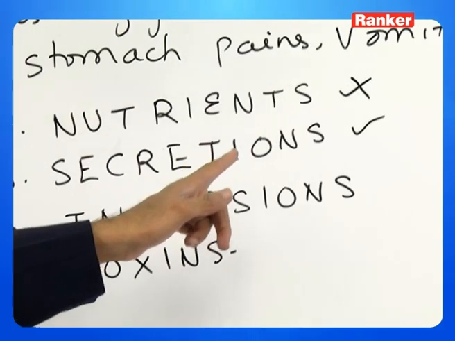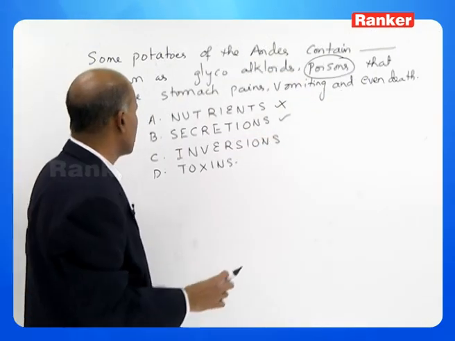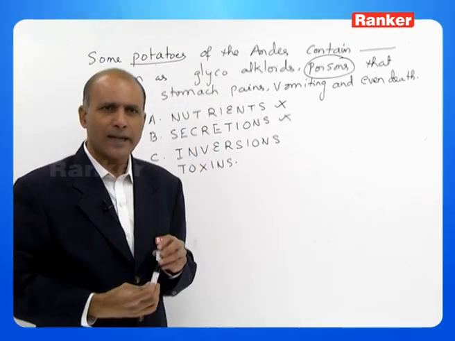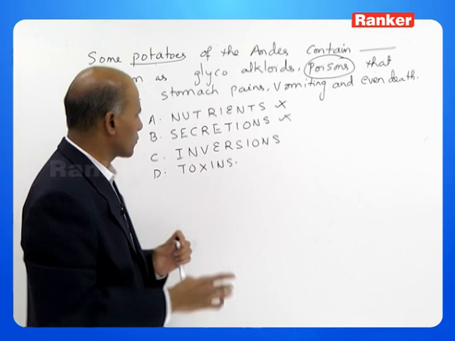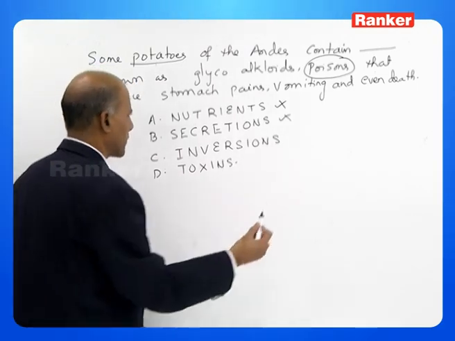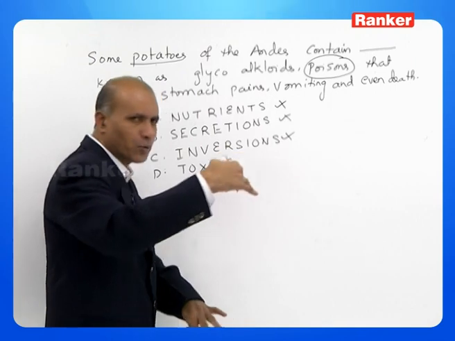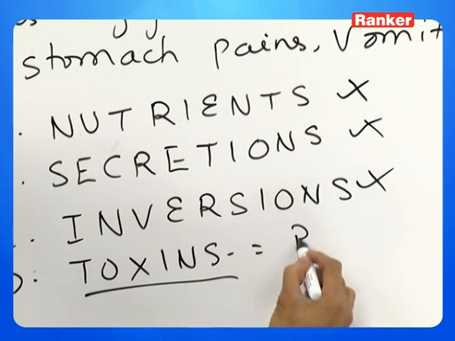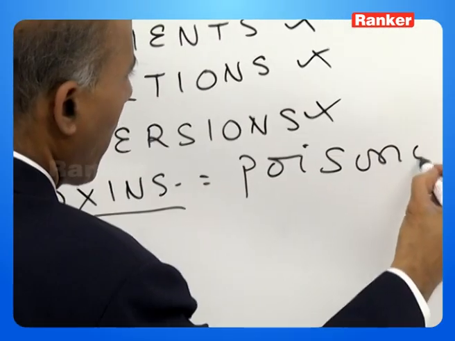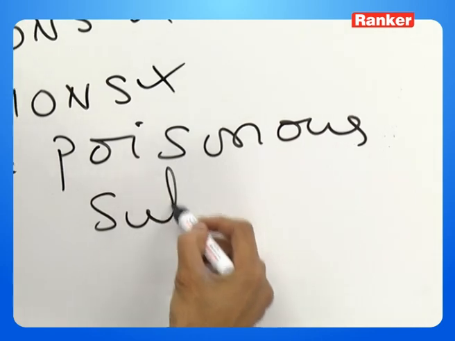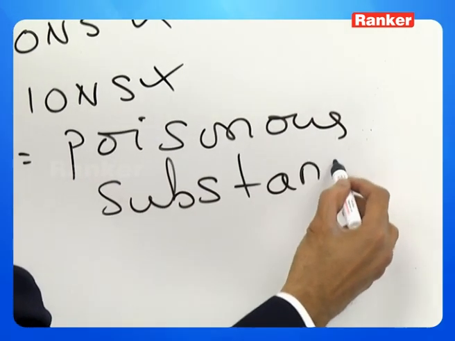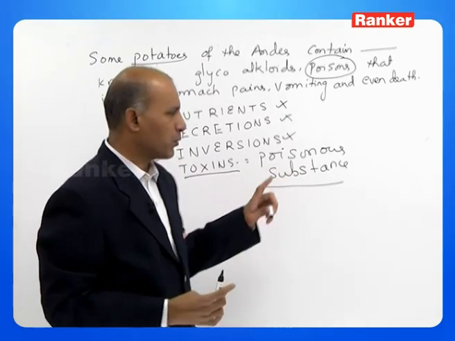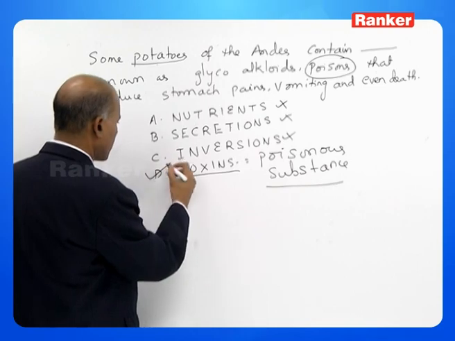Is a poison a secretion? No. Potatoes, do potatoes secrete anything? Is there any liquid coming out of potatoes? No. So secretion may not be correct. Inversion. What is inversion? Anything inverted. Doesn't make any sense. So, toxin. What is a toxin? A toxin is a poisonous substance. So from the word poison, we could pick a word called toxin. So the correct answer is D.